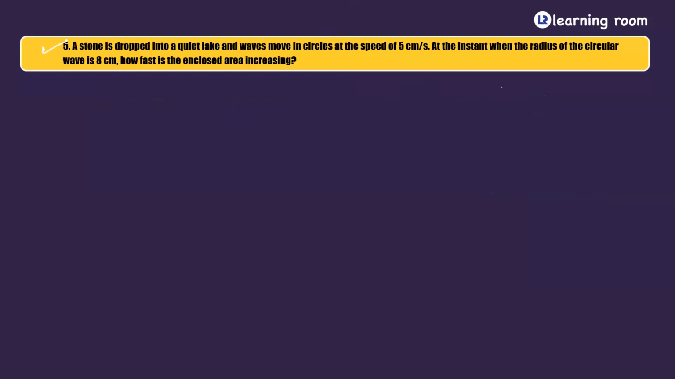A stone is dropped into a quiet lake and waves move in circles at the speed of 5 centimeters per second. At the instant the radius of the circular wave is 8 centimeters, how fast is the enclosed area increasing? So dr divided by dt is equal to 5 centimeter per second. So dA by dt, when the value of r is 8 centimeters, is how much?